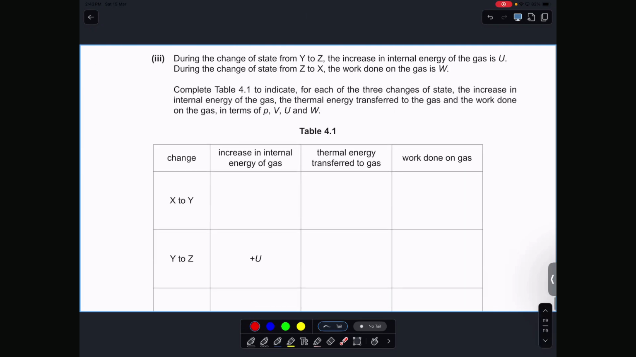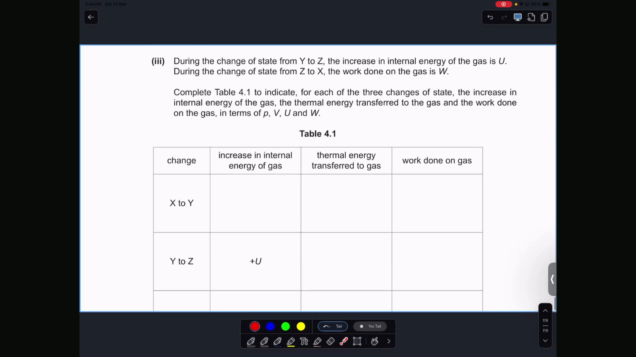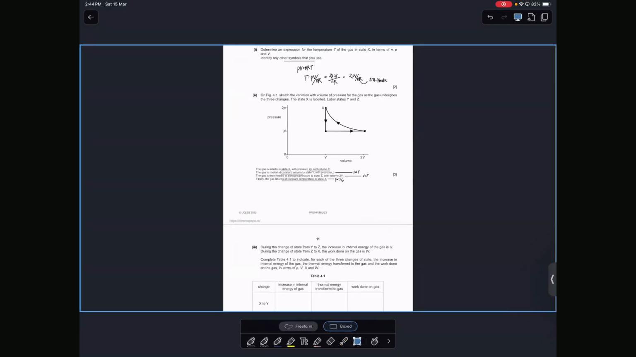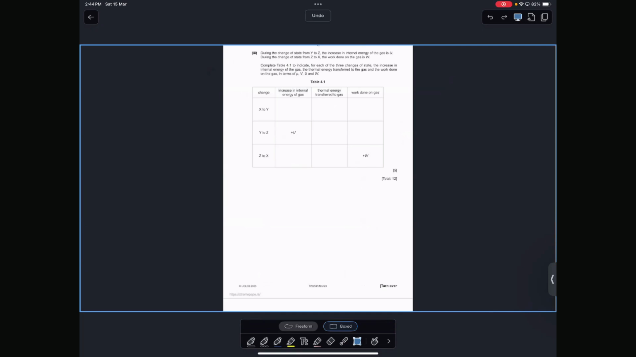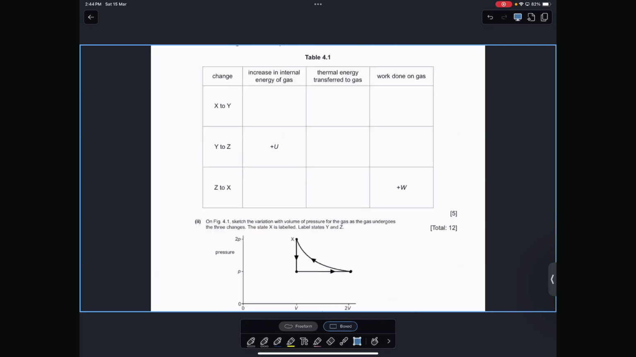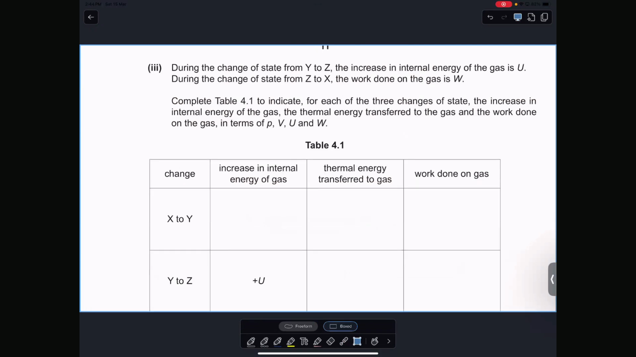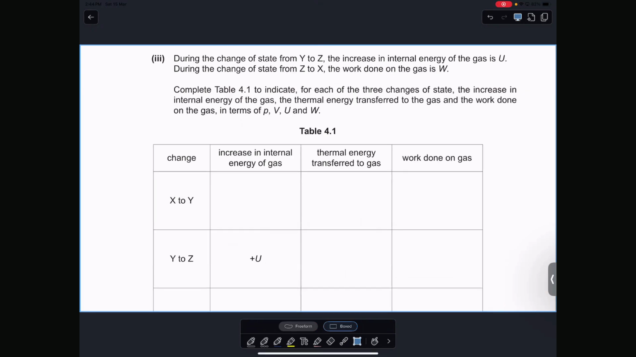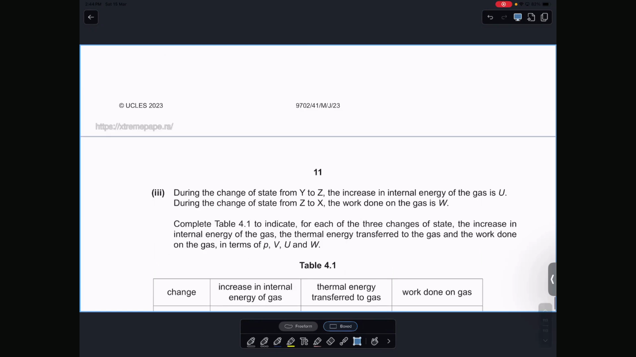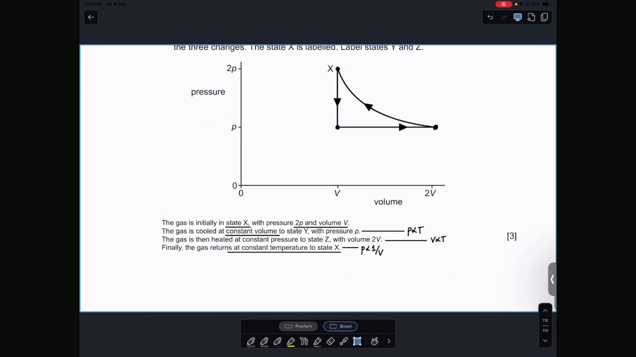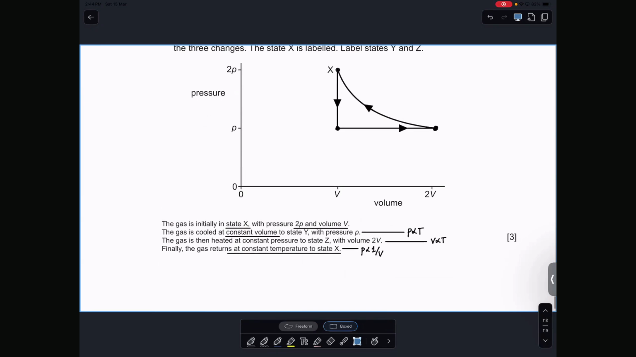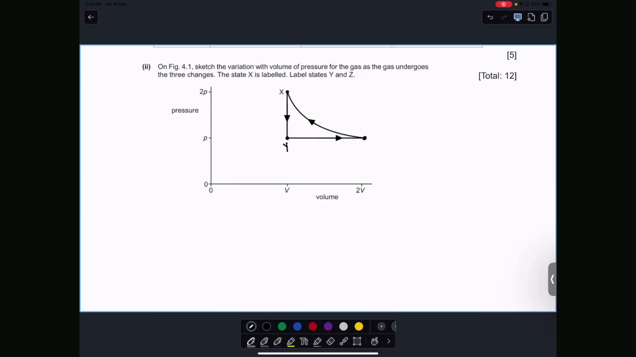Okay, so what is your problem in the table? During the change from X to Y, let's bring this up. Right, so they say during state change from Y to Z, an increase in internal energy of the gas is U, Y to Z. During state change from Z to X, the work done on the gas is W. Where is Z and where is Y? Wait, to state Y it is this, and this is Z, so X, Y and Z.